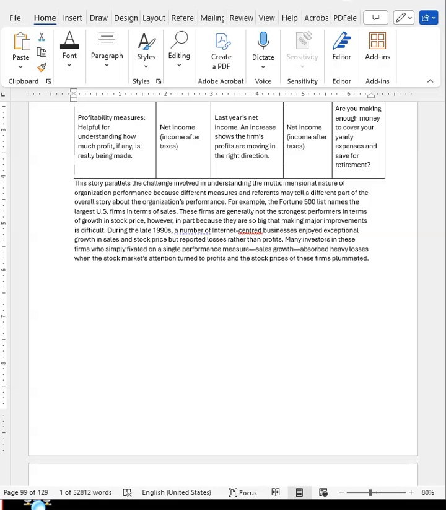During the late 1990s, a number of internet-centered businesses enjoyed exceptional growth in sales and stock price, but reported losses rather than profits. Many investors in these firms who simply fixated on a single performance measure, sales growth, absorbed heavy losses when the stock market's attention turned to profits and the stock prices of these firms plummeted.